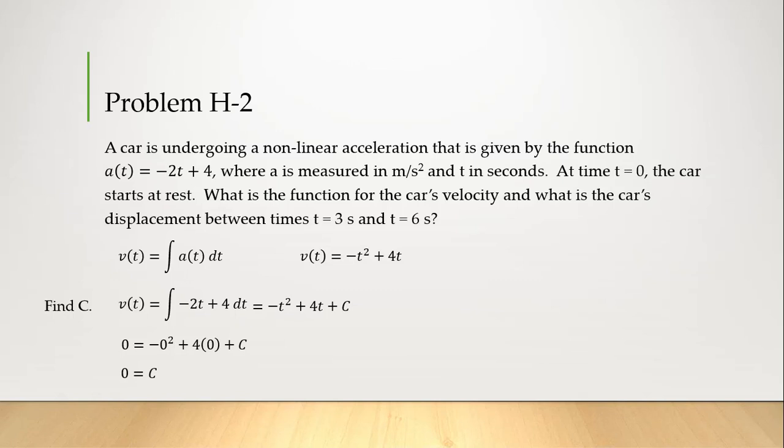Now in the second part of this problem, what is the car's displacement between times t equals 3 seconds and t equals 6 seconds? That's really a definite integral. And the way to set this up is to say x is equal to the integral of velocity, from t equals 3 to t equals 6. And so what I would do is integrate it: negative t cubed over 3 plus 2t squared. And I'm going to evaluate that from t equals 3 to t equals 6.